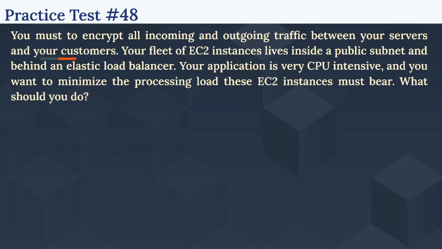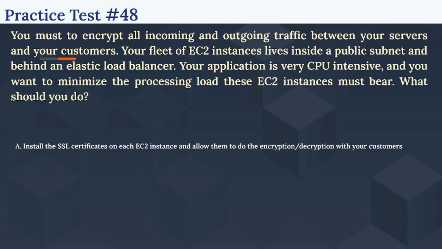So the 48th question is, you must encrypt all incoming and outgoing traffic between your servers and your customers. Your fleet of EC2 instances lives inside a public subnet and behind an elastic load balancer. Your application is very CPU intensive, and you want to minimize the processing load these EC2 instances must bear. What should you do?